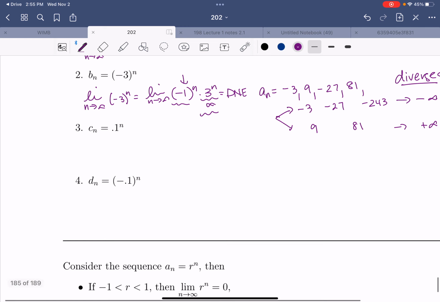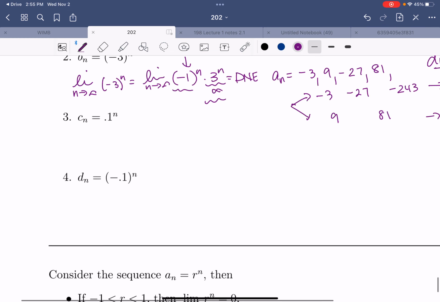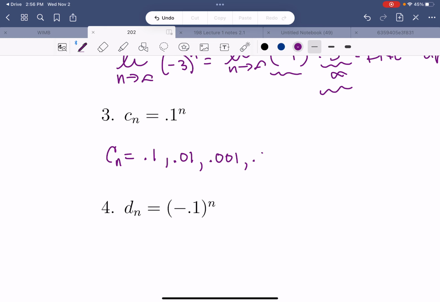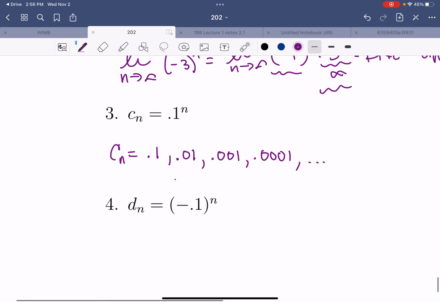What about 0.1 to the n? Well, if we think about what Cn looks like, this is 0.1, and then 0.1 squared means I'd get 0.01, and then 0.1 cubed would be 0.001, and then 0.1 to the fourth would be 0.0001, and so forth and so on. And you can see that that one is going to converge to 0.